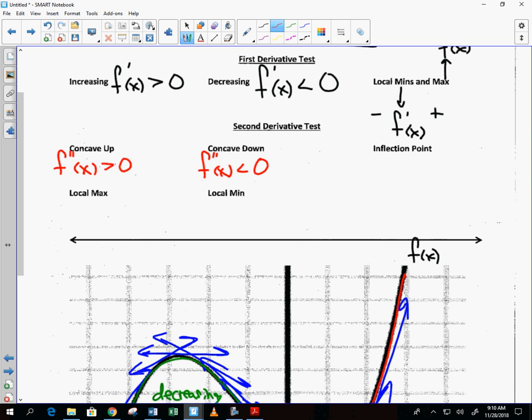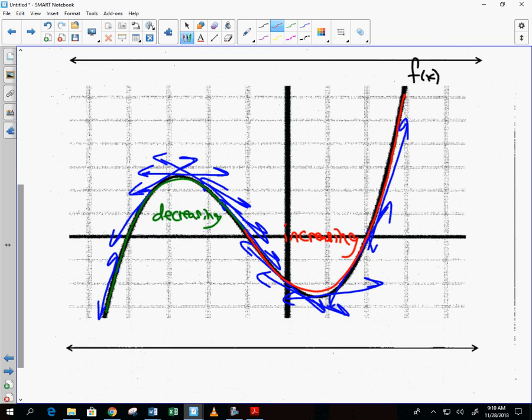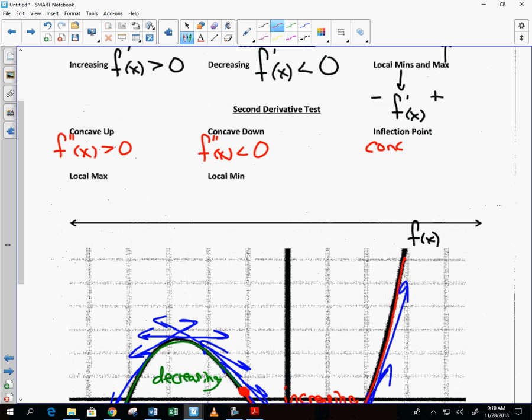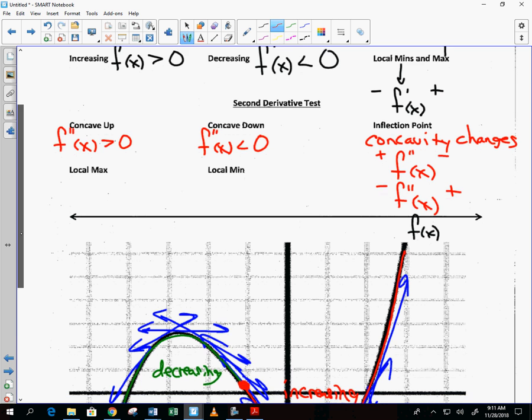The inflection point occurs. What is the inflection point? The inflection point is where it changes from one to the other. Inflection is where concavity changes. Or f double prime of x changes from positive to negative, or f double prime of x changes from negative to positive. That's an inflection point. Second derivative test tells us about concavity and inflection. First derivative test tells us about increasing and decreasing, local max and local min.